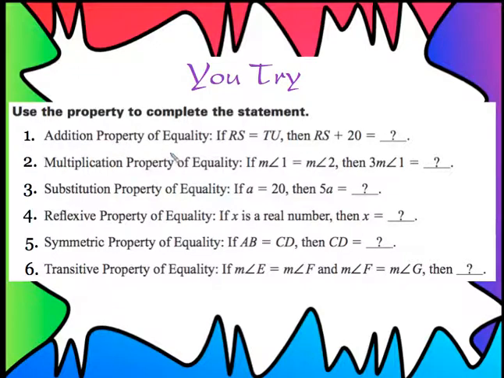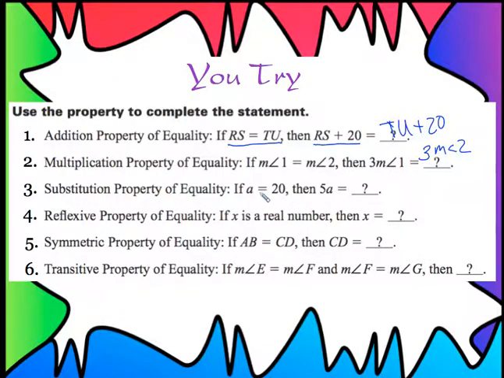All right, so addition property of equality is where you can add the same thing to both sides. So if this is true, and then it changes from that to this, then this next one would have to be TU plus 20, because it added 20 to this side, so we have to add it to this side. Multiplication means you're going to multiply both sides by the same thing. So we have angle 1 equaling angle 2. Then it has 3 times the measure of angle 1, so that would have to be equal to 3 times the measure of angle 2.